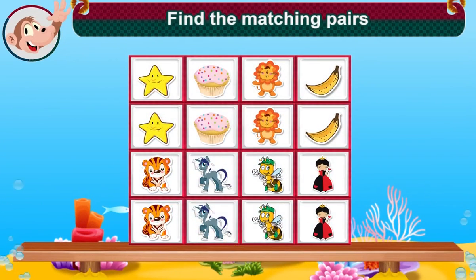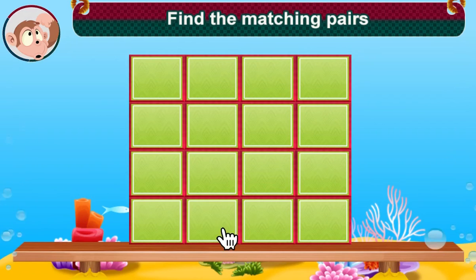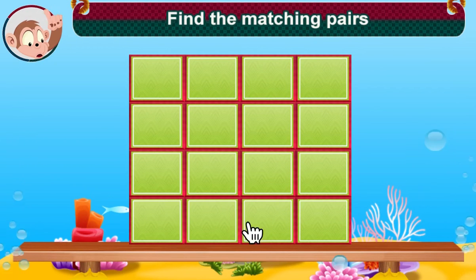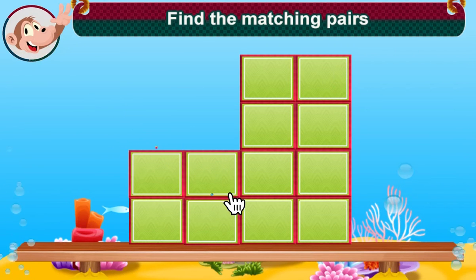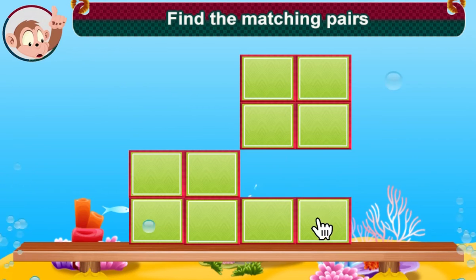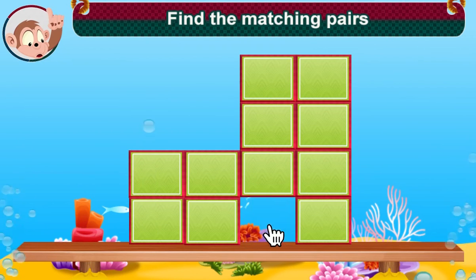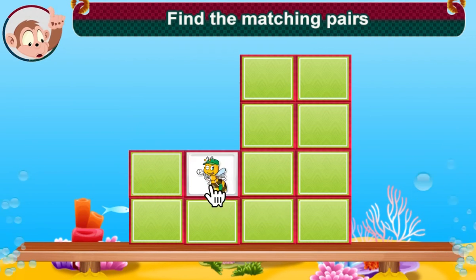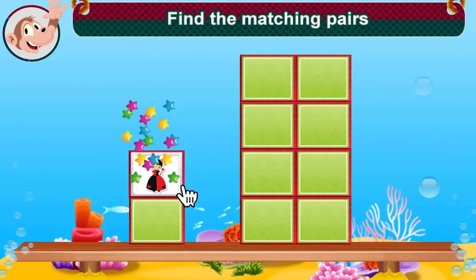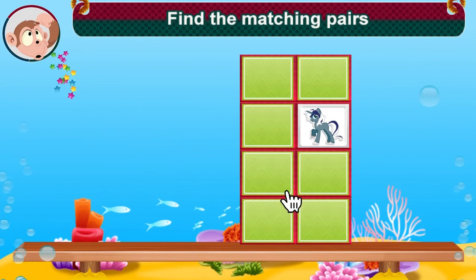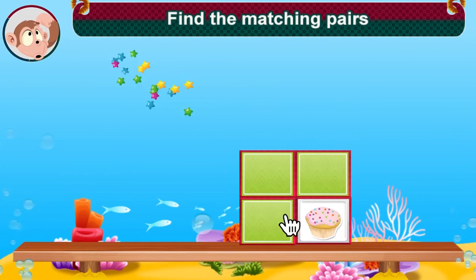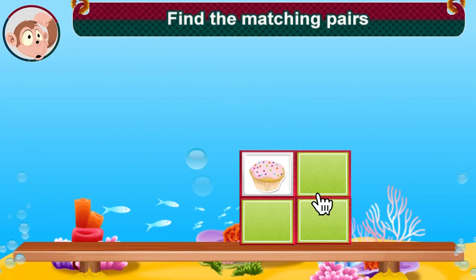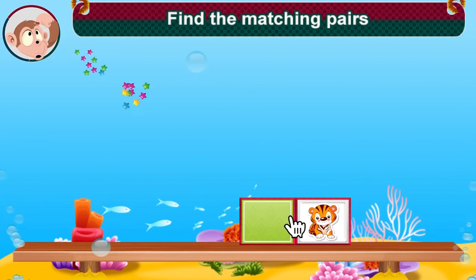Find the matching pairs. Queen, banana, unicorn, bee, lion, tiger, star, cake.